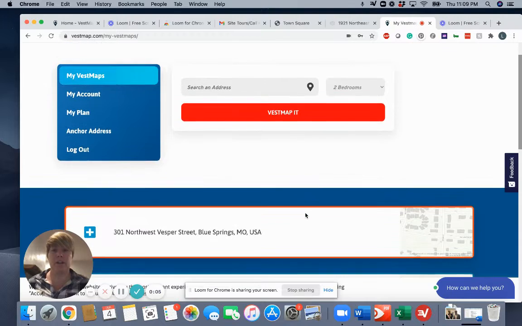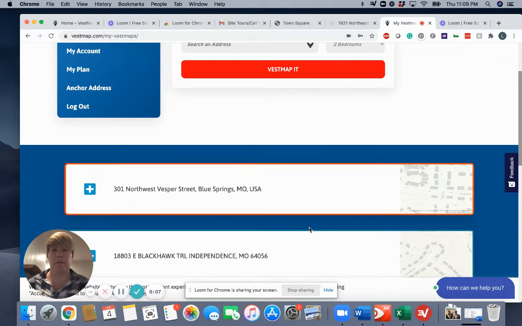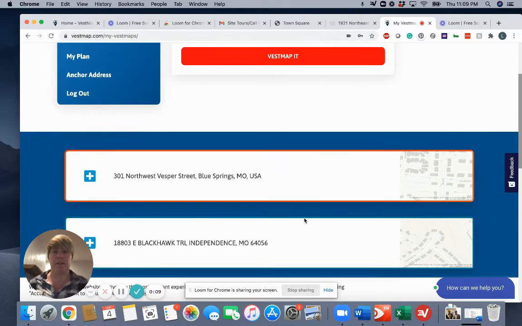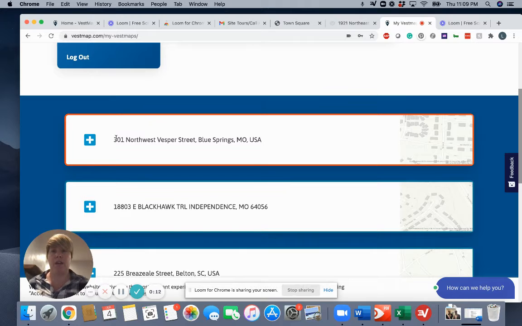So today I'm just going to show you a little bit how I use VestMap in my real estate investing business. First up, I've got my anchor address set, and this is a rental property that I own. I know the area, I understand the area, so a lot of times I'll use that as a way to understand a new area.